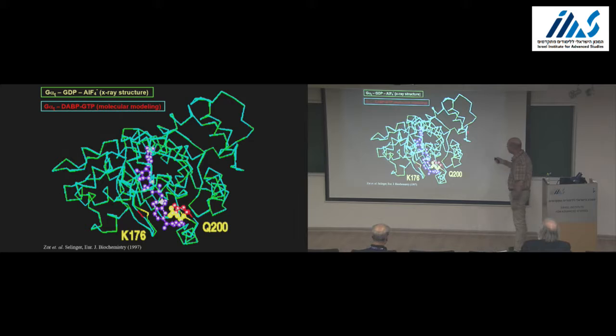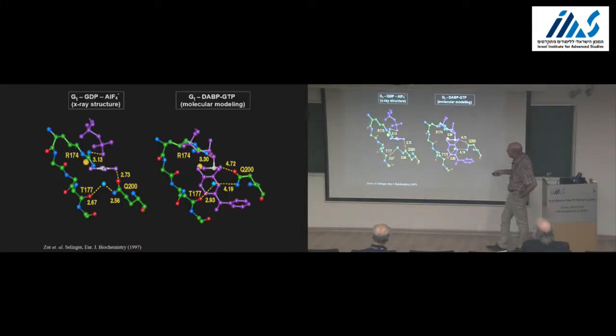And you can see that it matches very, very well. It overlaps completely except for two residues. This one is not interesting because the side chain is pointing away from the active site to the solvent. But this is the catalytic glutamine. And of course, it was no surprise for us.